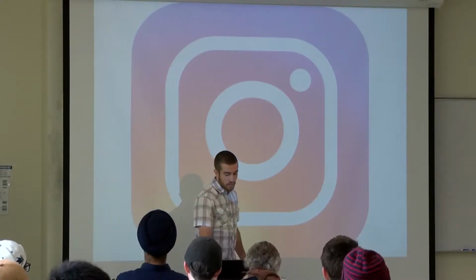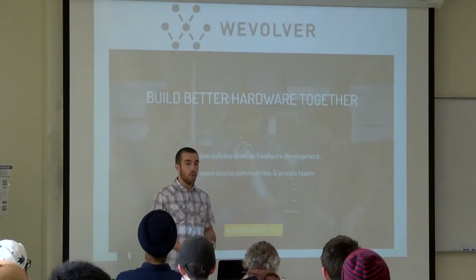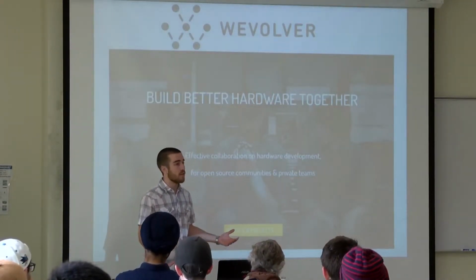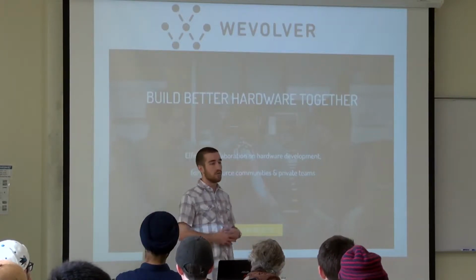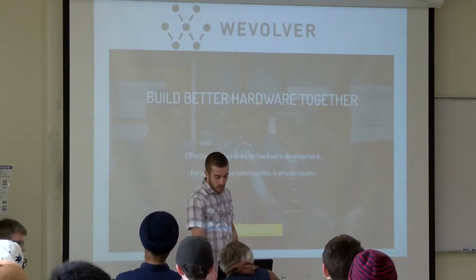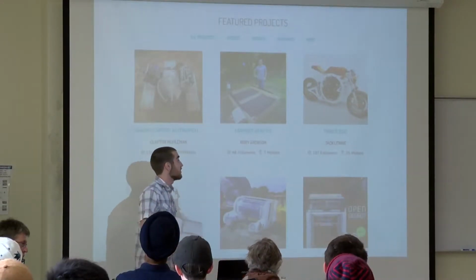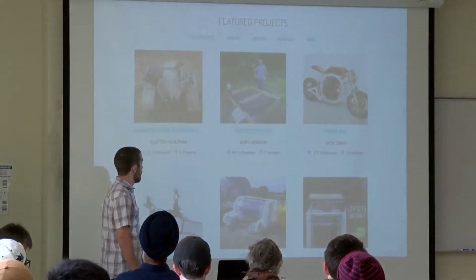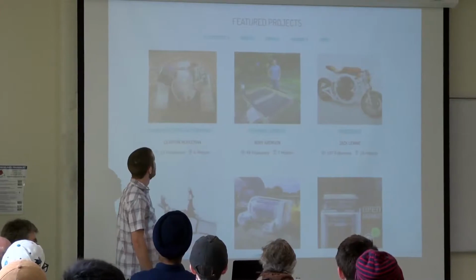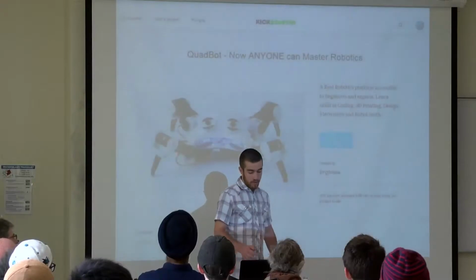And one of which that I came across was Wevolver. Wevolver is a company dedicated to open source hardware projects, and they showcase a lot of different hardware projects that are both open source and non-open source, but will give you information on those. And they have an Instagram. That's how I found them, and so you can check them out. And here are a couple of projects that they have on their website, and they range from robots to drones to motorcycles to many different types of hardware projects. So that's how I found the QuadBot.